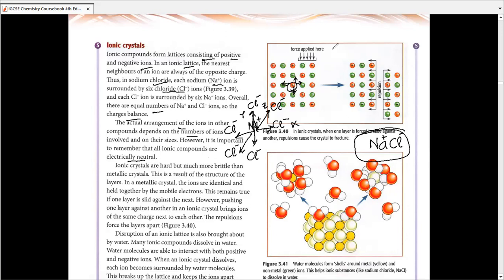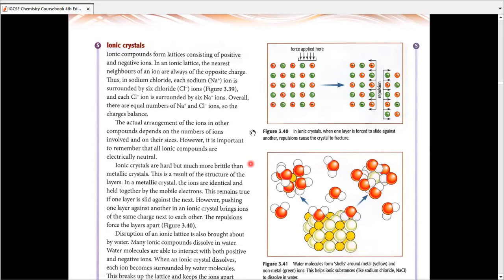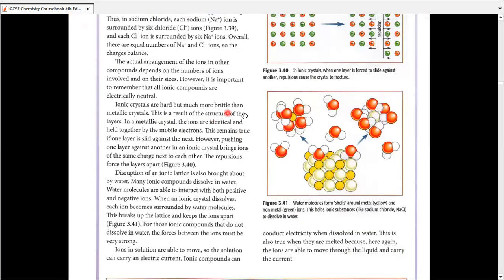The next property at hand is brittleness. Ionic crystals are hard and much more brittle. Brittle means we cannot shape them with force. Instead, whenever you apply force to shape them, they break instead of getting molded or shaped. This is actually the result of their structure in layers.